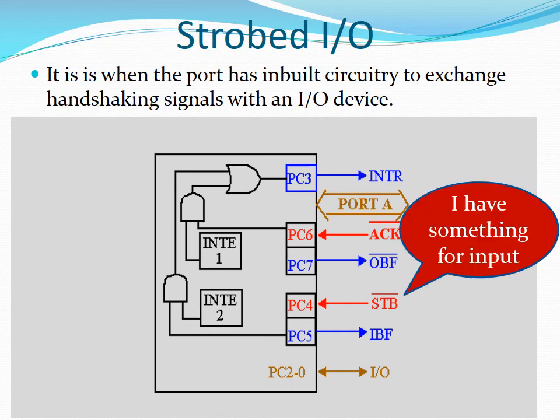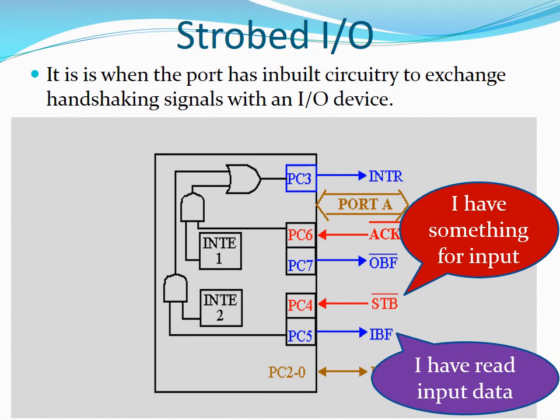Strobe is a signal from an input device to the port to indicate that the input device has new data for reading in by the port. When the port is empty, it reads in the new data from the input device. If the port is not empty, it indicates this state using the input buffer full signal.